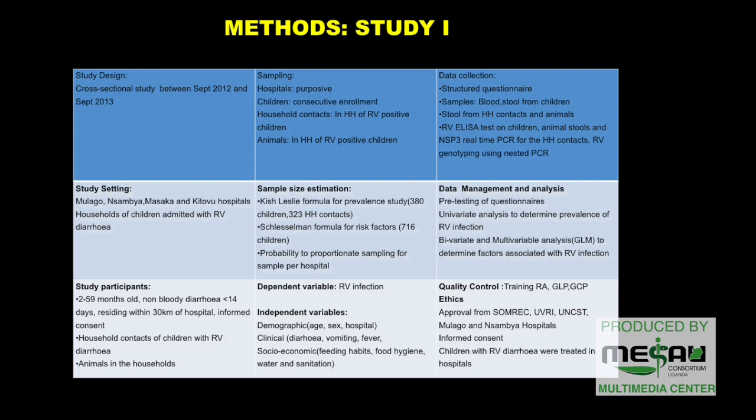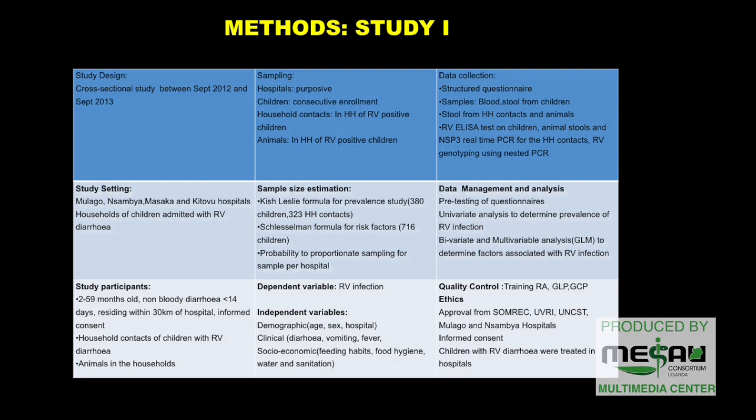These are the dependent and the independent variables we used. We used a structured questionnaire to collect the data on all the population: the animals, the adults, the household contacts, and the children. And then we took blood samples from the children to test for malaria and HIV, and stool samples from the children and the household contacts to look for rotavirus. We tested for rotavirus using rotavirus ELISA in the children, for the household contacts we used NSP3 real-time PCR, and for the animals we used ELISA.